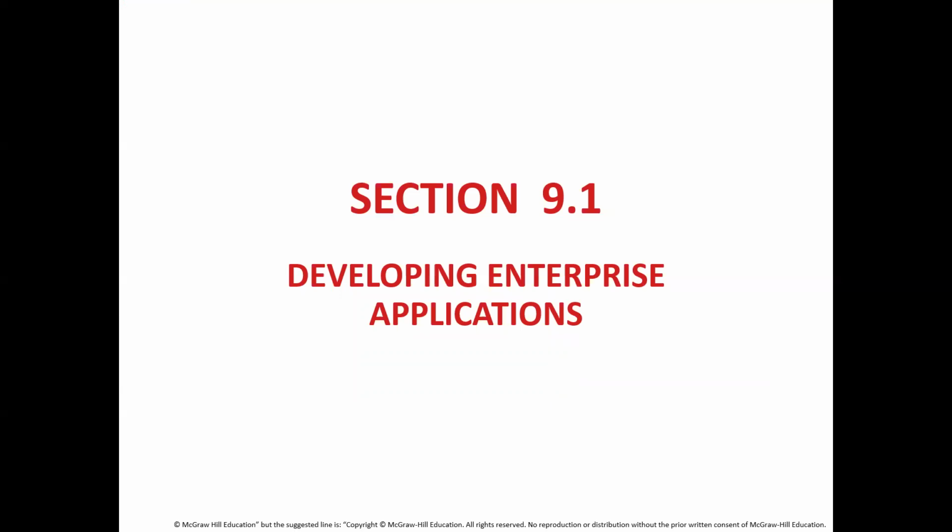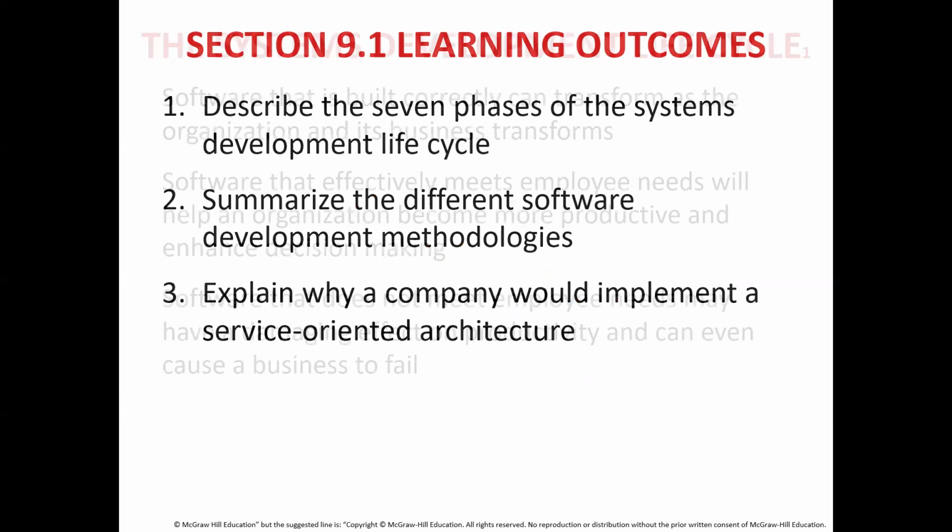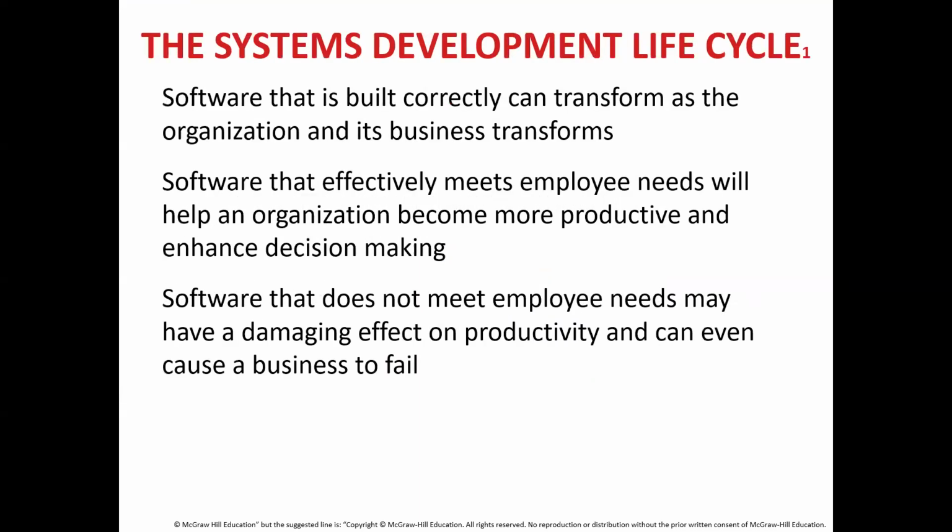Section 9.1, developing enterprise applications. The learning outcomes for section 9.1 include: 1, describe the 7 phases of the systems development lifecycle; 2, summarize the different software development methodologies; and 3, explain why a company would implement a service-oriented architecture. The system development lifecycle.